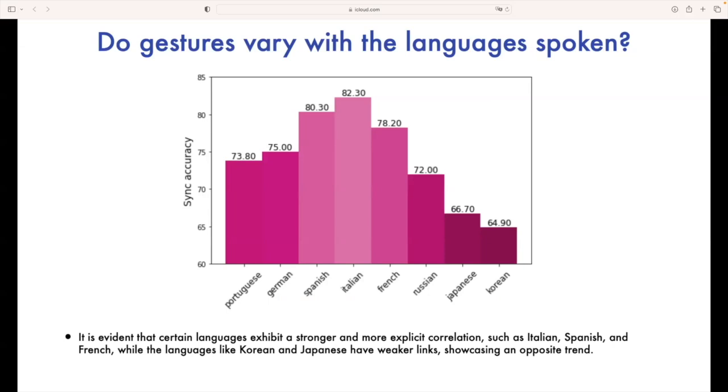And we also saw these two examples before in the slide. So this is what our model predicts. And using this, we can validate that certain languages like Italian, Spanish, and French have a more explicit and stronger correlation, whereas other languages like Korean and Japanese have weaker links. And because the gestures are more for some languages, our model is also able to capture these relationships very well, and the accuracy is higher. And for the languages where the gestures are less, our model finds it difficult to understand what is happening and capture the correlations.